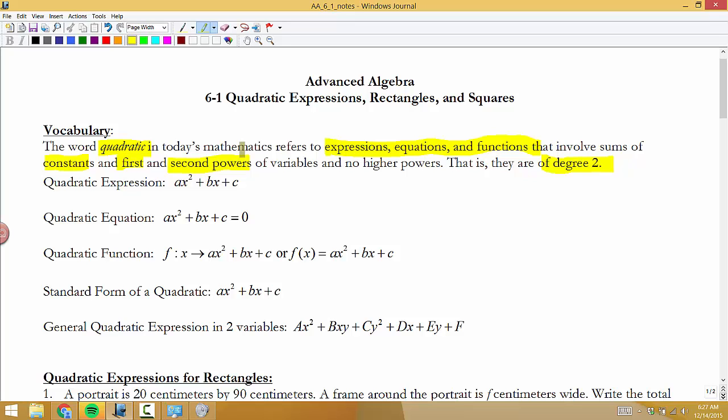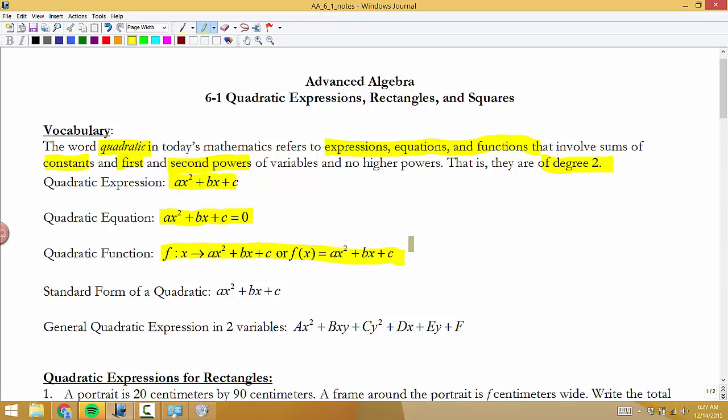So here's an example of a quadratic expression. Here's one that is in a quadratic equation. Notice how the difference is we just have an equal sign. It doesn't have to equal 0. Just being very general here. We can write it as a function in either form.